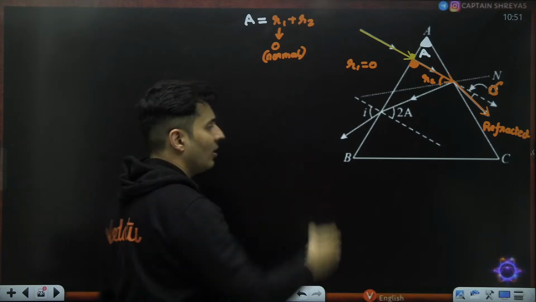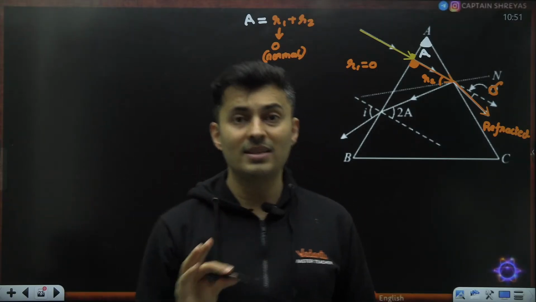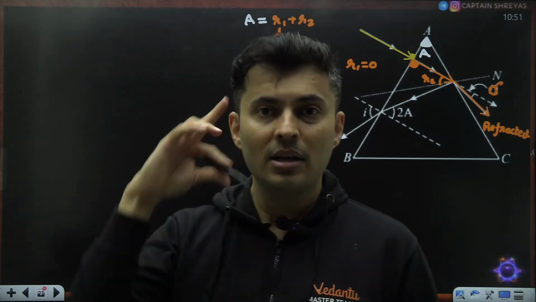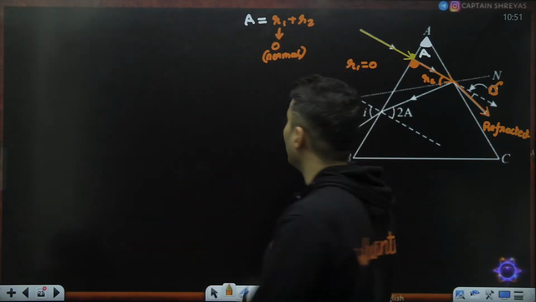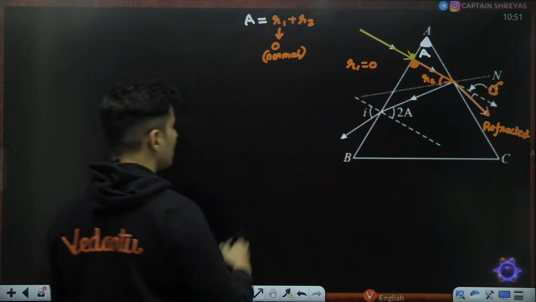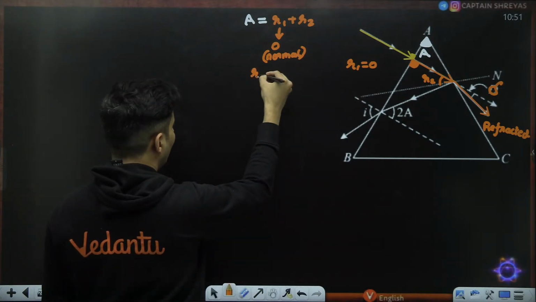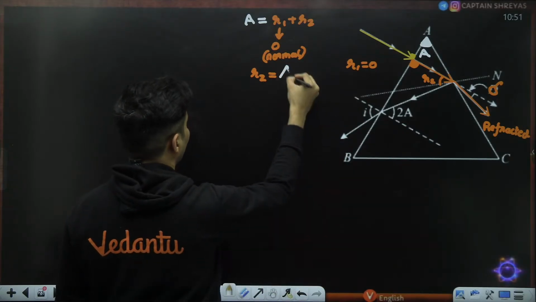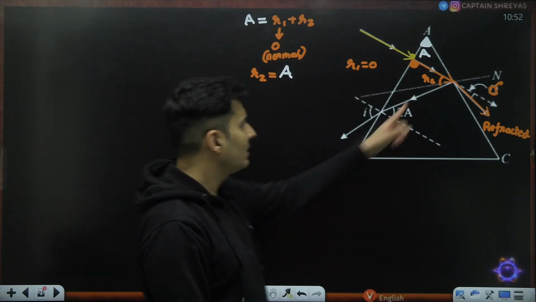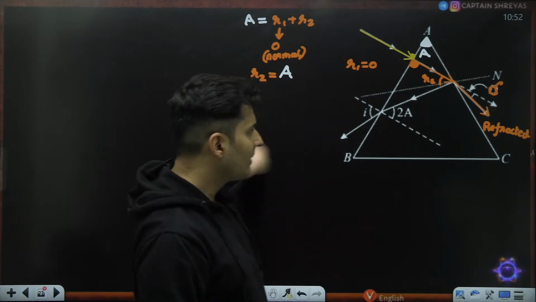So whenever there is normal incidence, don't take the angle of incidence as 90. It is 0. This is a common mistake. Silly mistake rather. Many students do that. Be careful. It is 0 degrees. So therefore, the value of R2 I am getting is the angle of prism itself. That is what it is. Okay, number one.